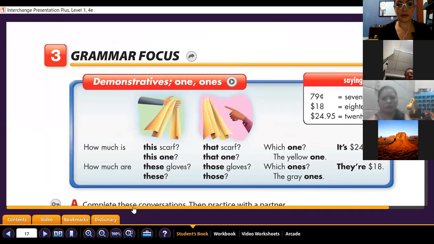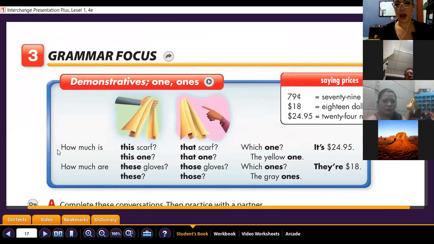Okay, when we are asking for prices, we use how much is when we are asking about a singular item, right? So we say how much is. But if it is plural, we use are. How much are? If we are asking for a plural thing, right? So you have the examples here. Remember that this is for singular, near. That, singular, there or far away. These is for plural here, and those is plural away, right?